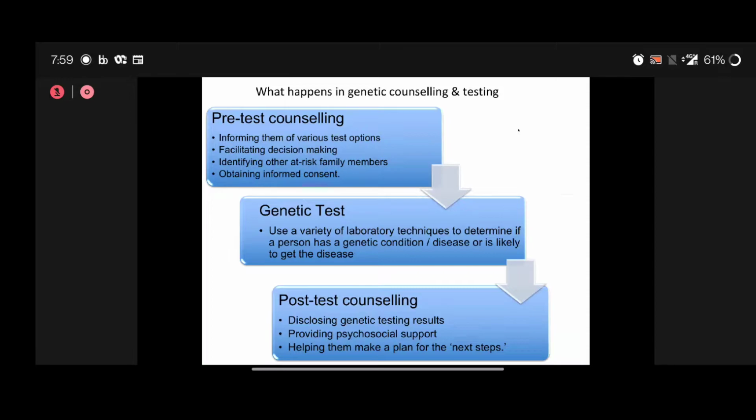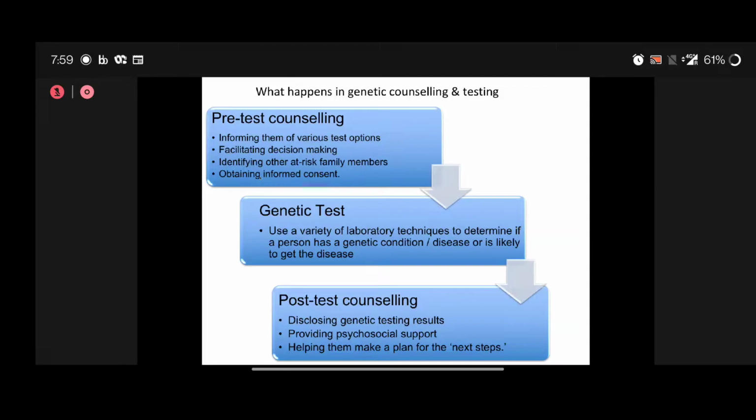First is the pre-test counseling. In that, you decide whether genetic testing is required and understand all the issues. Then you do genetic testing using a lab and a technique which is appropriate. And then the post-test counseling, which is a very important part, because it involves disclosing genetic test results, providing support, and helping them make a plan for the next step.